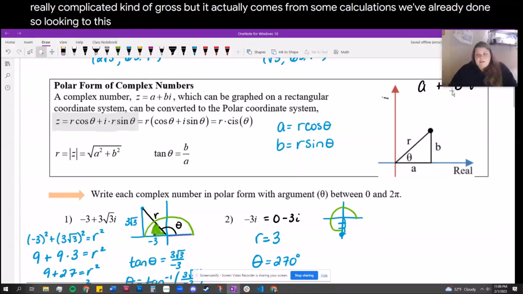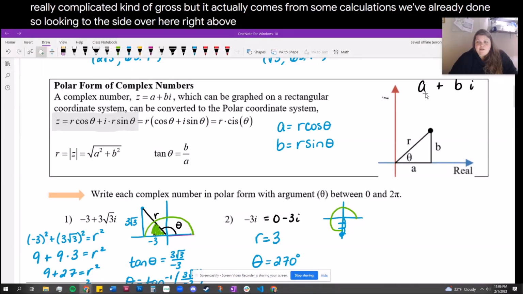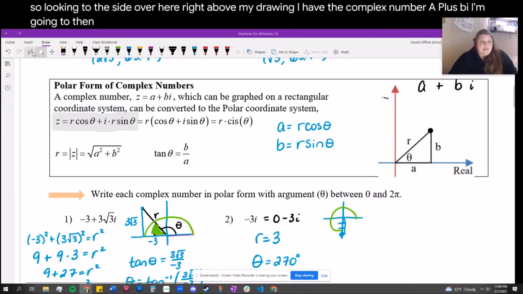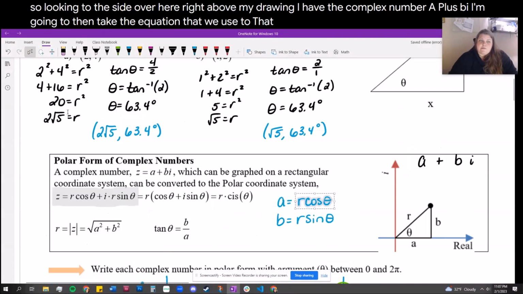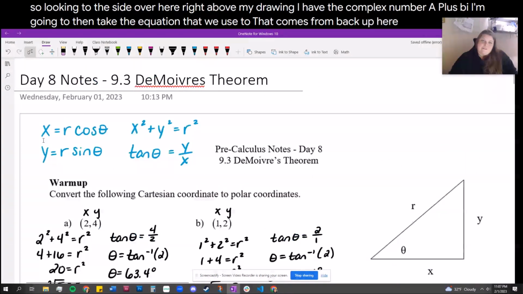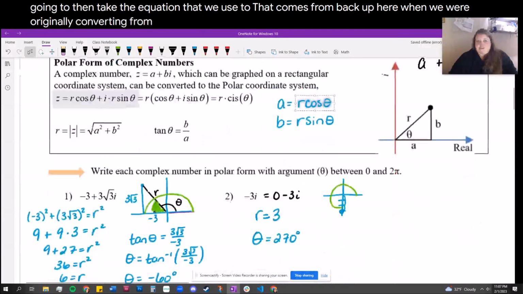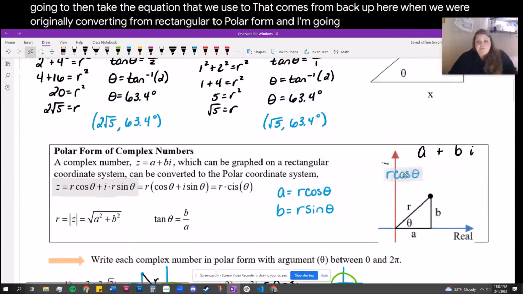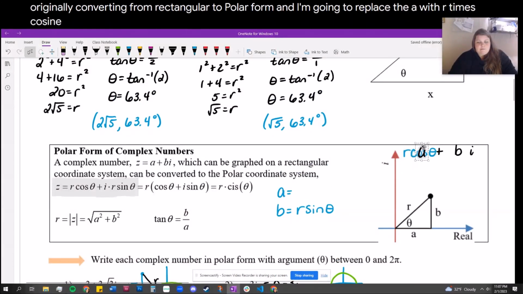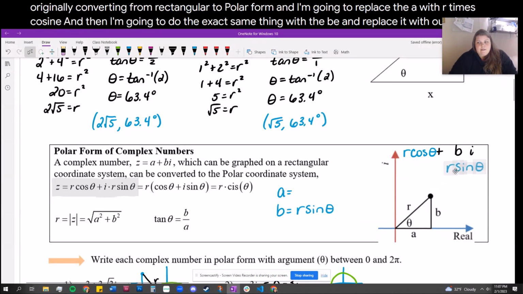It looks really complicated, kind of gross, but it actually comes from some calculations we've already done. So looking to the side over here, right above my drawing, I have the complex number a plus bi. I'm going to then take the equation that we use to find a, which is r times cosine. That comes from back up here when we were originally converting from rectangular to polar form. And I'm going to replace the a with r times cosine. And then I'm going to do the exact same thing with the b and replace it with r times sine.